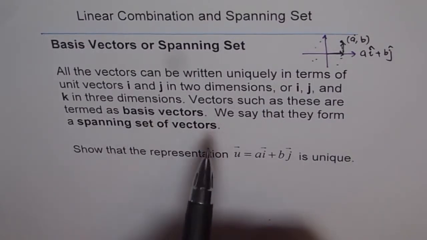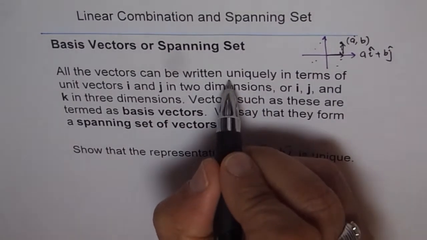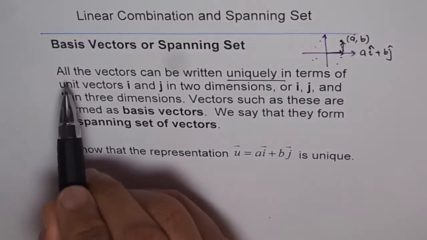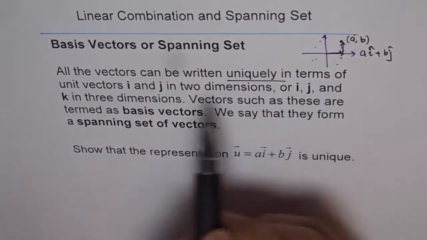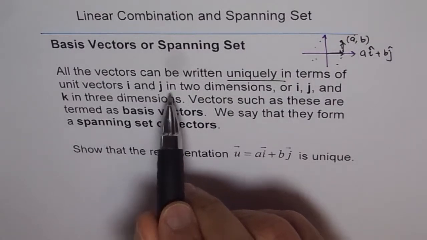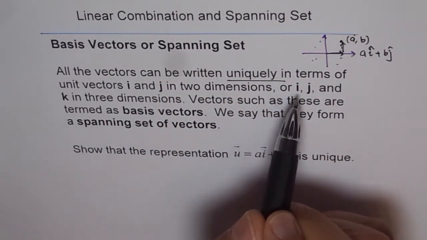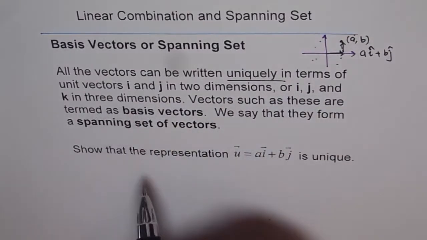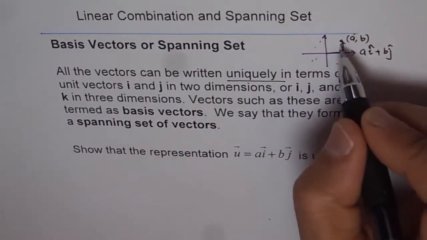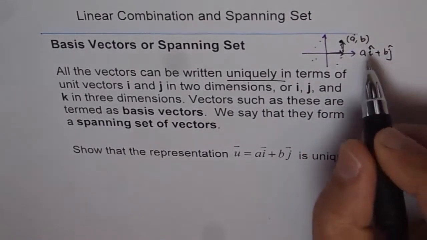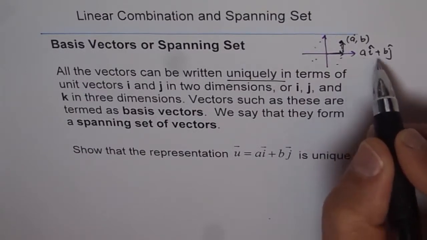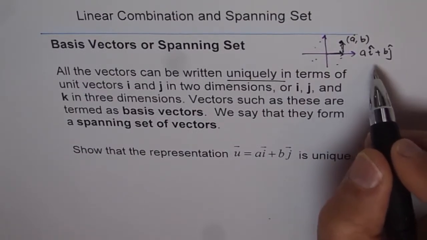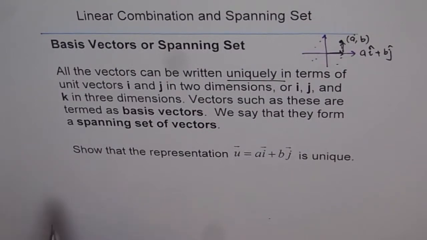So now in this definition, our key word here is uniquely. All vectors can be written uniquely in terms of unit vectors i and j in 2 dimensions, or i, j and k in 3 dimensions. Now if there is a vector (a, b) here, then we can only write it as ai plus bj, not anything else. Can you prove that? So that is the next question.